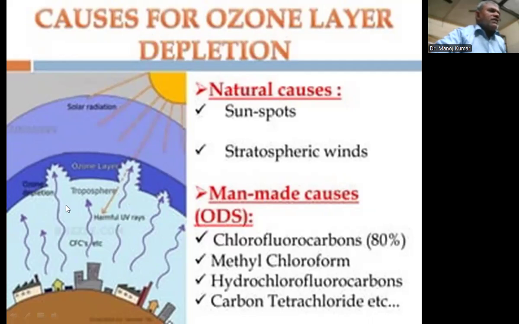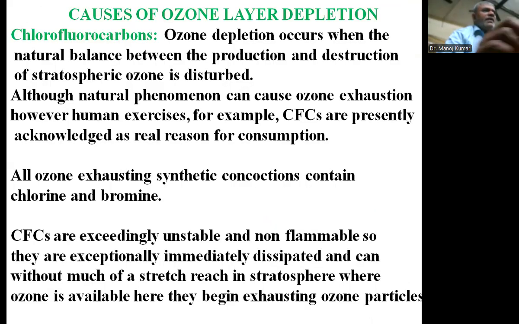The figure shows how chlorofluorocarbon gases and methyl chloroform gases come to the ozone layer, and the ozone holes are created here. And UV rays from the sun enter and harm the earth's surface. These are the causes of ozone layer depletion.